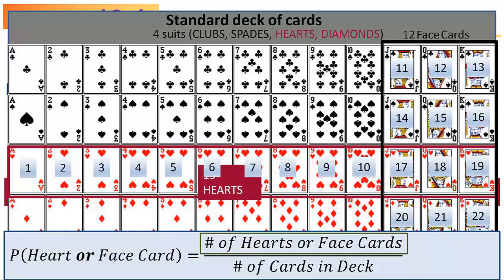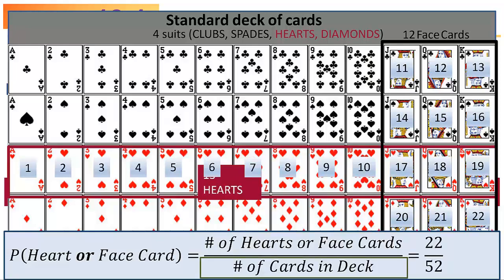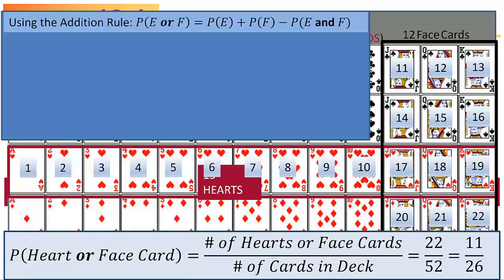If you just count, you'll see that there are 22 of them over the number of cards in the deck, which is 52, so you get 22 over 52, and if you want to reduce it, you get 11 over 26. Suppose I wanted to actually use that addition rule rather than just figure it out as I just did here. It would still work.